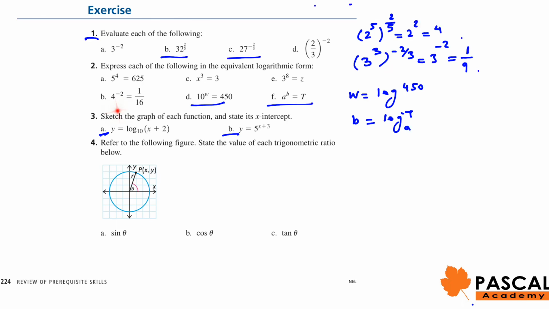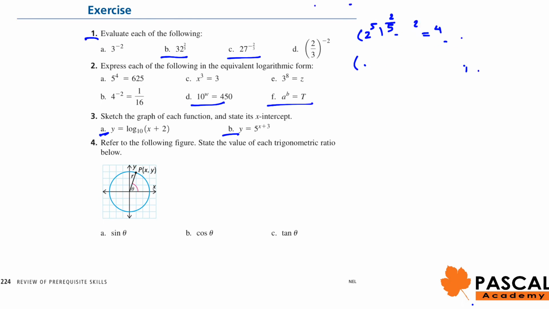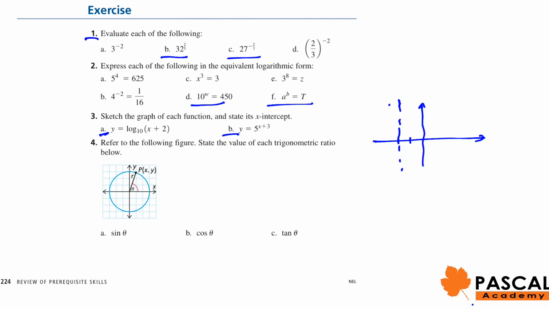Question number 3, sketch the graph of each function and state the x-intercept. The first one is log of x base 2. The graph of log of x base 2 is similar to the graph of log of x when we shifted 2 units to the left. When x is -1, we have the x-intercept, and the graph is increasing and concave down.